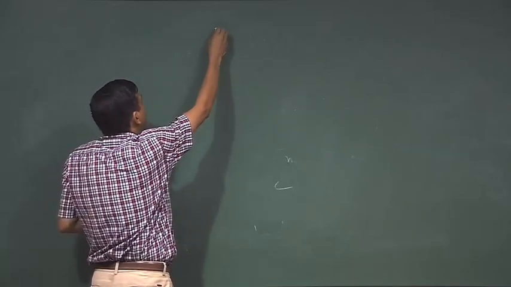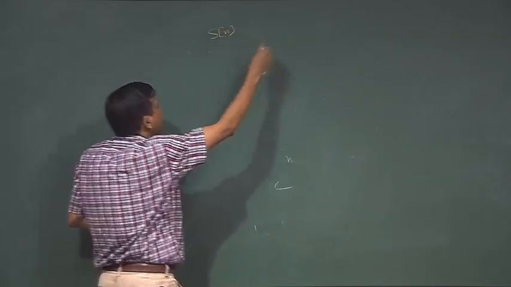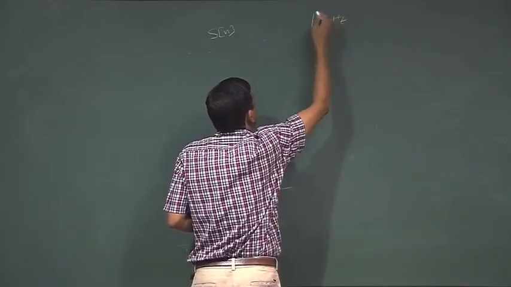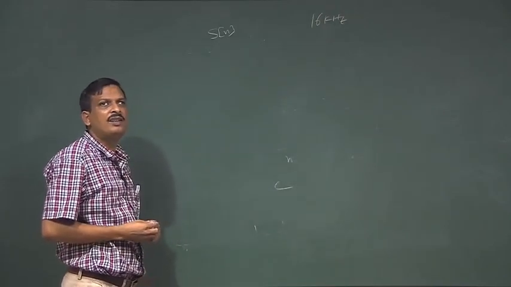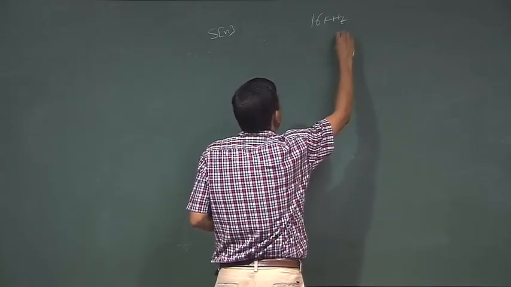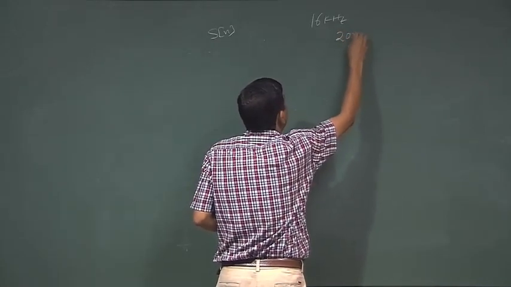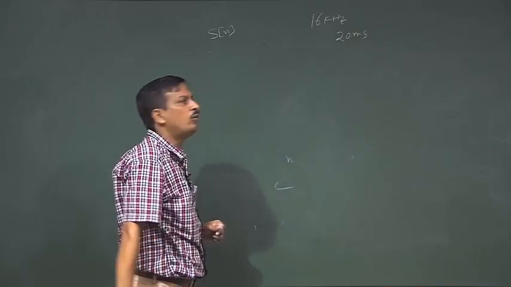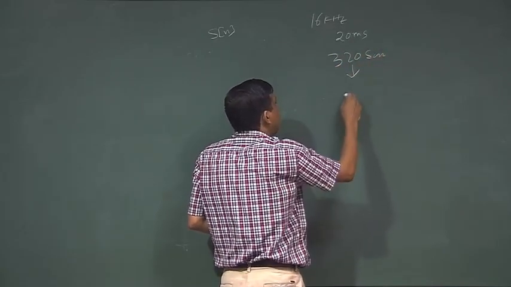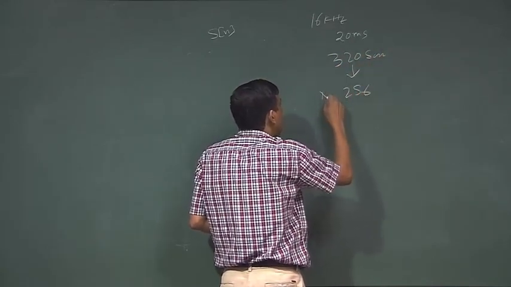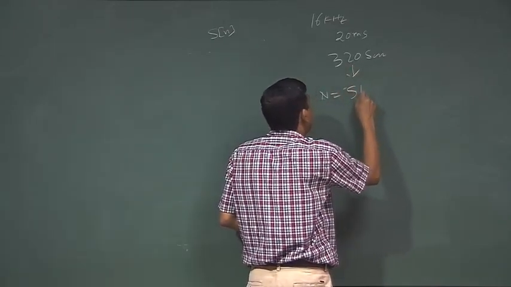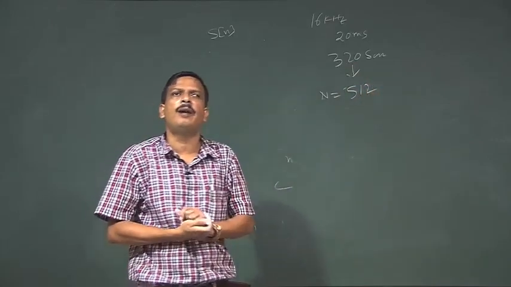So, you know that I have a signal, a speech signal, which is sampled at 16 kilohertz. Then I take a window length, let us say 20 milliseconds. So, how many samples should I get? 20 milliseconds gives 320 samples. So, what should be the DFT size? 512. So, N, the length of the DFT, is 512-point DFT that I have applied.